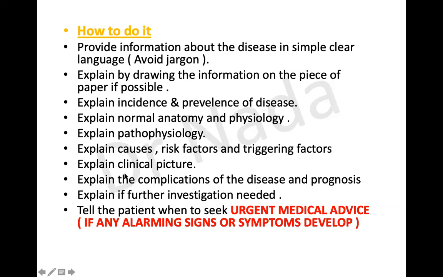All right. Then you explain the clinical picture of the given disease in the task card, presentation, signs and symptoms. Explain the complications of the disease. What may this disease cause? Okay, what complications, what problems may happen, and the prognosis of the disease. Explain if further investigation is needed in the future, maybe. Tell the patient then when to seek urgent medical advice. You have to educate the patients, okay, and when they need to come to hospital urgently. Let's say, for example, you're explaining adult polycystic kidney disease.